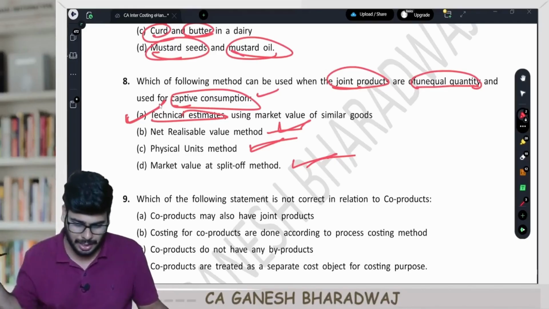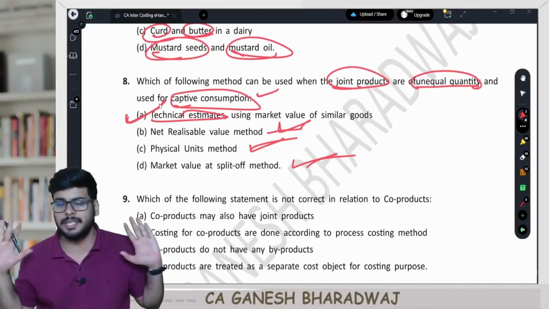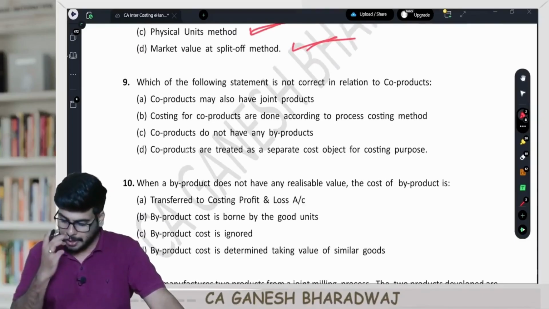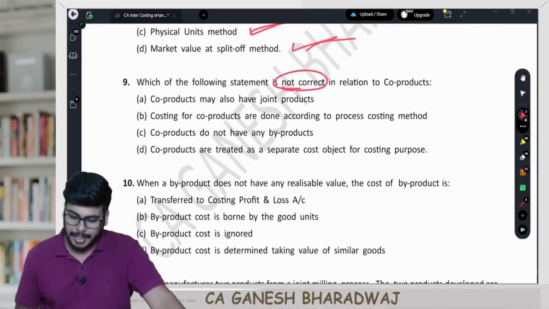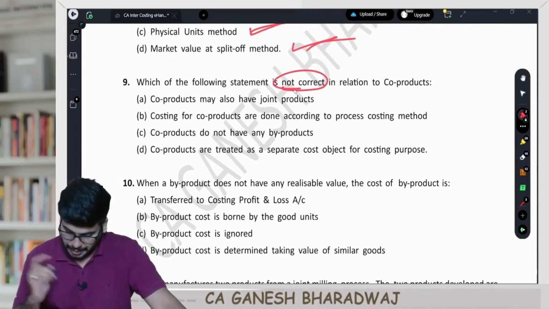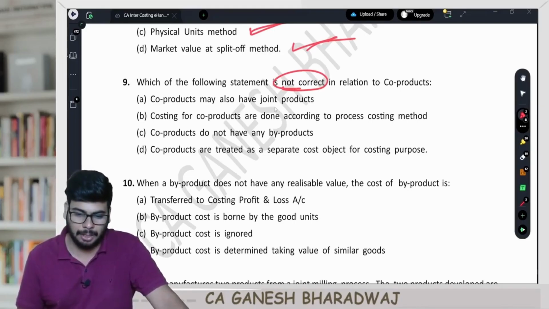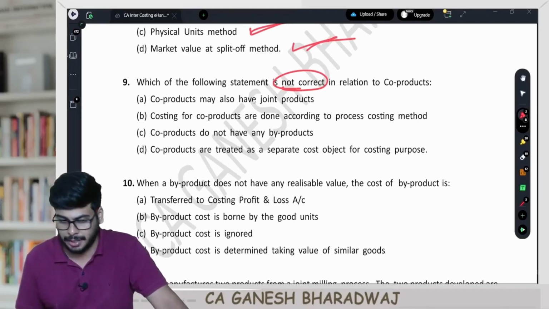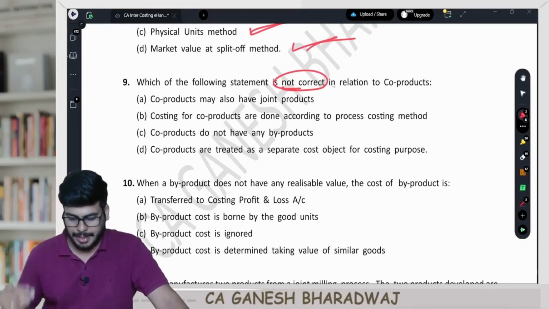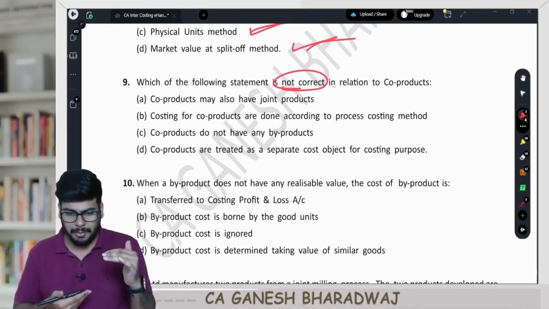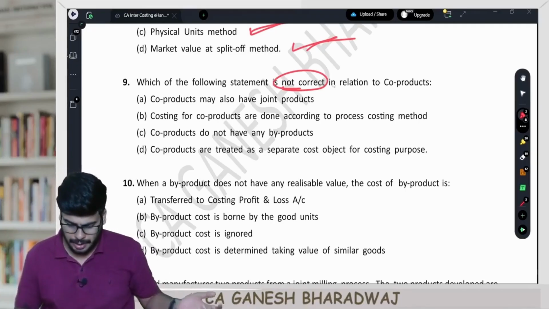Logically think. That's all. It is not mentioned anywhere. You just need to logically think and answer. That's about it. Clear with this, guys? Next. Which of the following methods is not correct in relation to co-products? First, co-products may also have joint products. Is this correct? Co-products can also have joint products. Yes, sir. Along with co-products, I can also have joint products. So is there anything wrong here? There is nothing wrong.